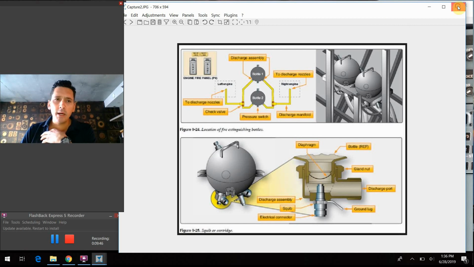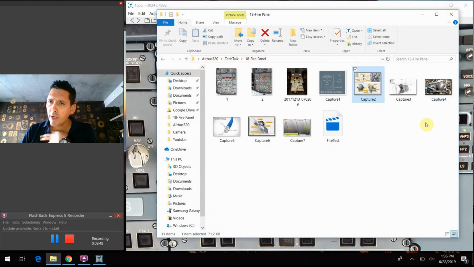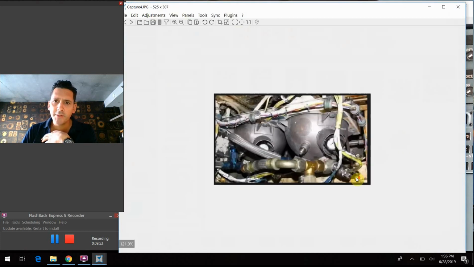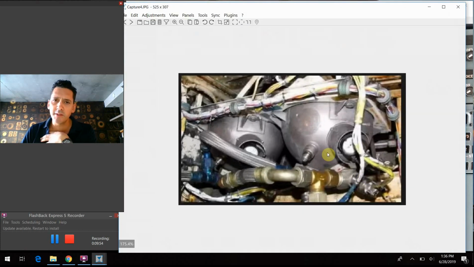So those are the fire bottles, and once again, I pulled a generic graphic because I couldn't find a specific Airbus one, but this is a real-life version of what these things look like up inside the interior of the aircraft, wherever they're located. So you can get a general idea about what they are, what they look like, and what their job is, so to speak.